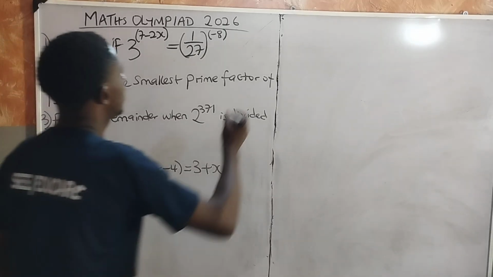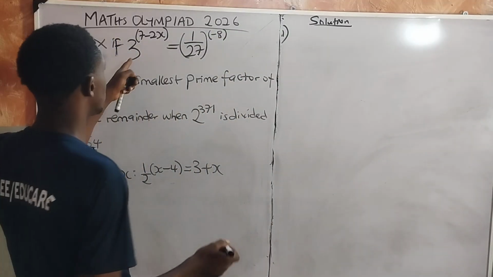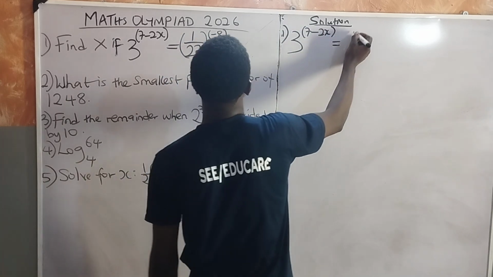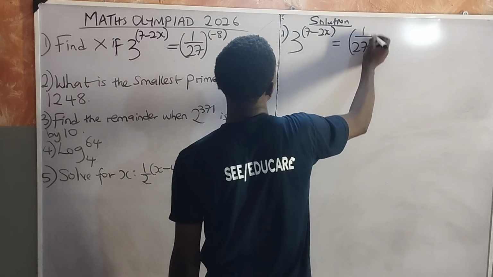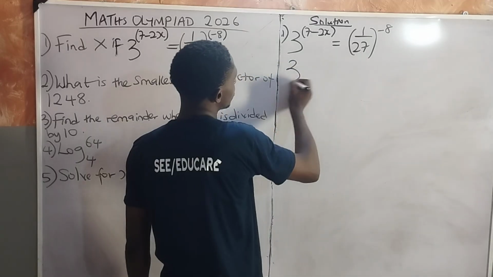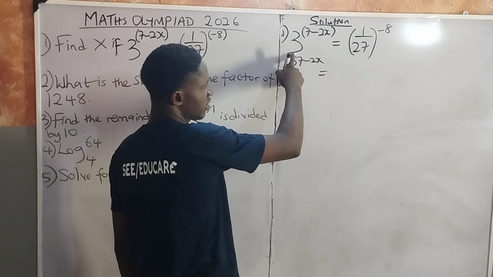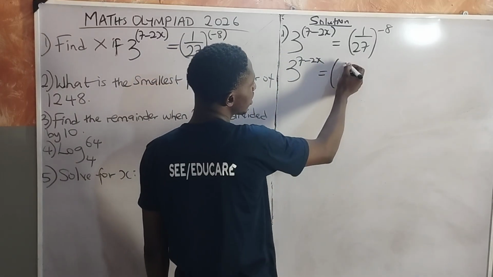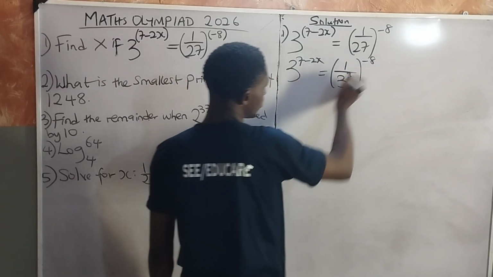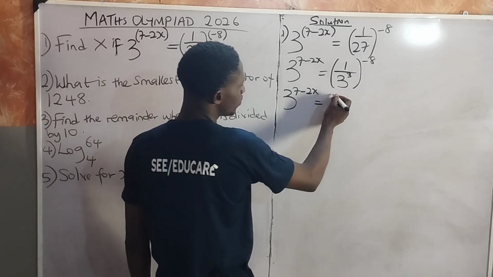Find x. We have: find x if 3 raised to the power of (7 minus 2x) is equal to 1 over 27 raised to the power of minus 8. This is indices. So this is 3 raised to the power of 7 minus 2x is equal to the power here. The base here is 3. So let's convert this. 1 over 27 in index form is 3 raised to the power of 3, in brackets, raised to the power of minus 8.